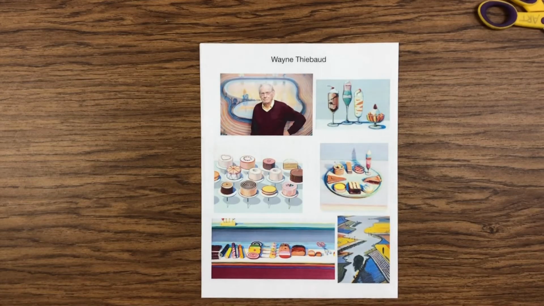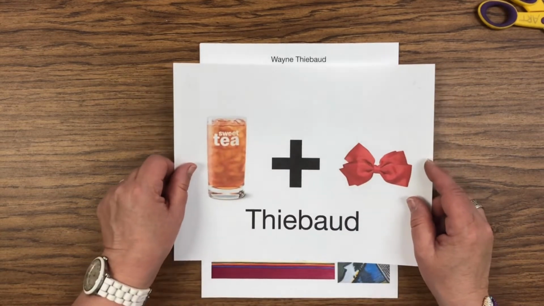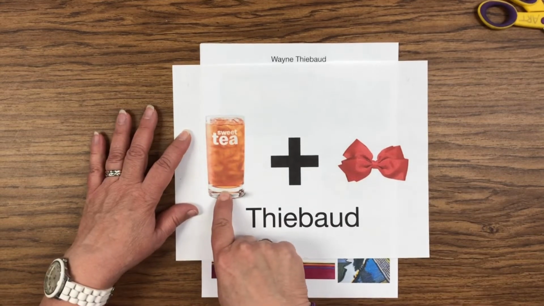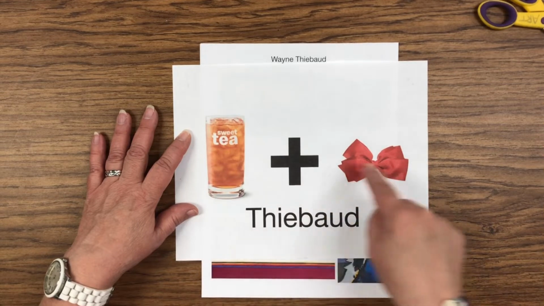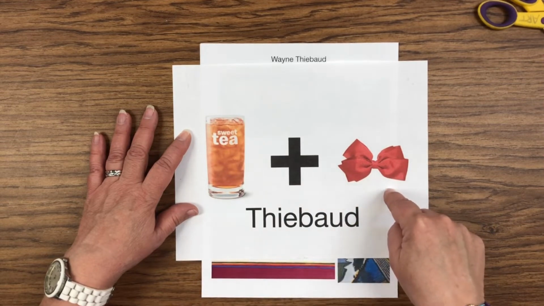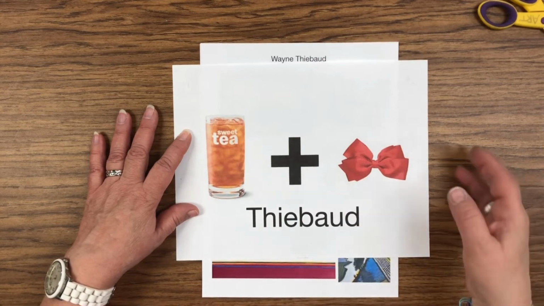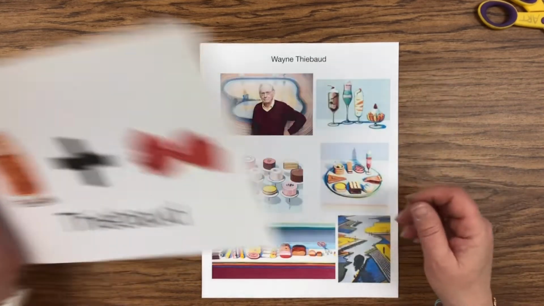Okay, friends, remember last week we learned about this famous artist. And remember that I taught you an easy way to remember how to pronounce his name. This is his last name, and this is how we say it. What's this? T plus Bow. You're right. Thiebaud. That's how you pronounce his name. His name is Wayne Thiebaud.